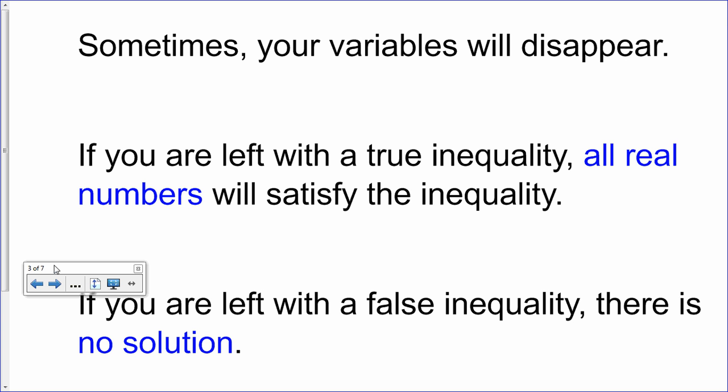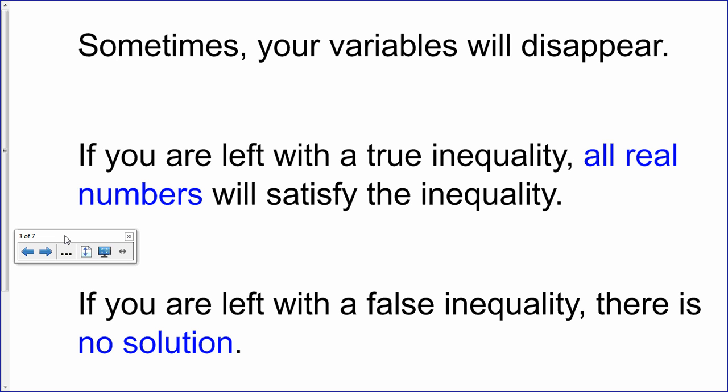Sometimes your variables are going to disappear. If you are left with a true inequality, all real numbers will satisfy the inequality, and that's your answer. You would write out all real numbers. If you are left with a false inequality, there is no solution. And again, that's what you would write, no solution, as your answer.